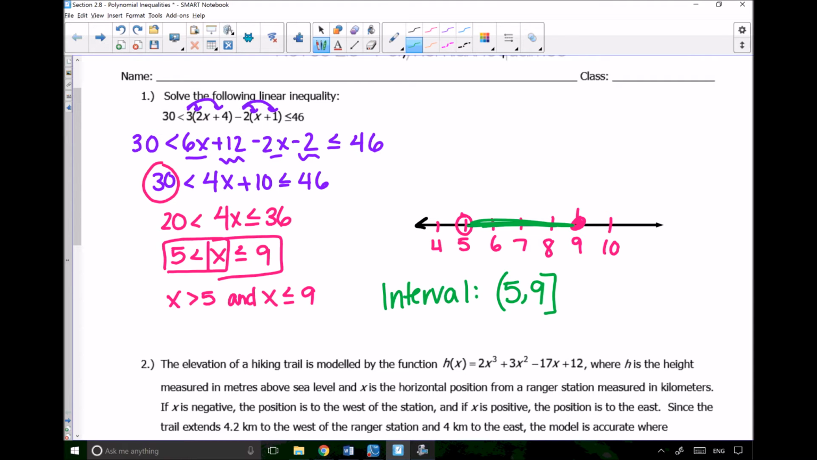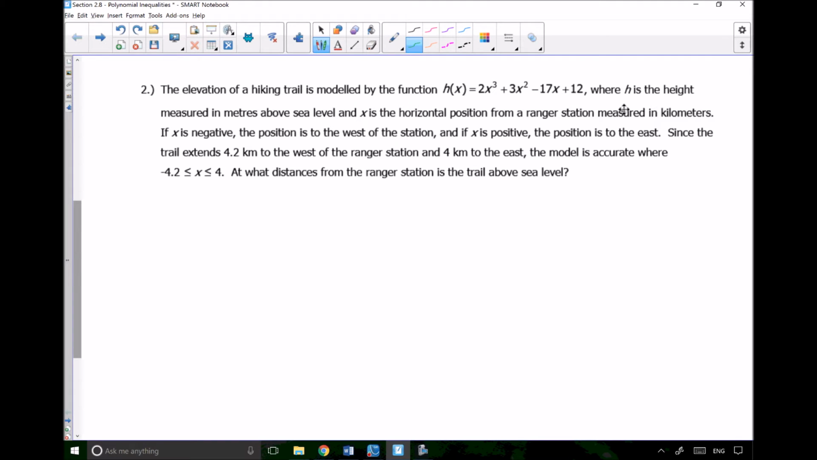All right, number 2. The elevation of a hiking trail is modeled by the function h of x equals 2x cubed plus 3x squared minus 17x plus 12, where h is the height measured in meters above sea level, and x is the horizontal position from a ranger station measured in kilometers. If x is negative, the position is to the west of the station, and if x is positive, the position is to the east. Since the trail extends 4.2 kilometers to the west of the ranger station and 4 kilometers to the east, the model is accurate between negative 4.2 and 4.